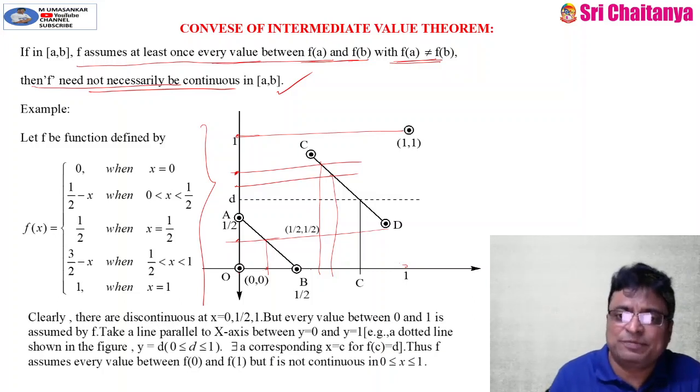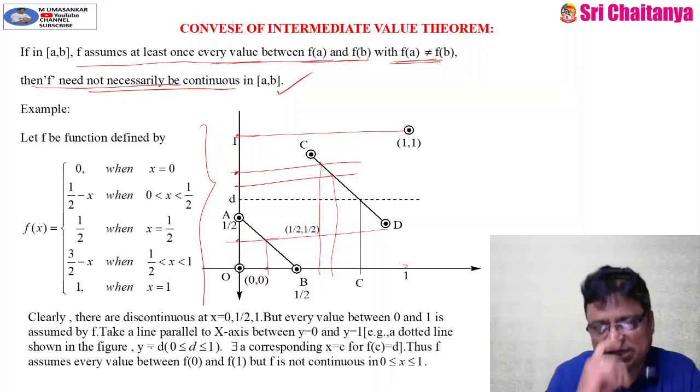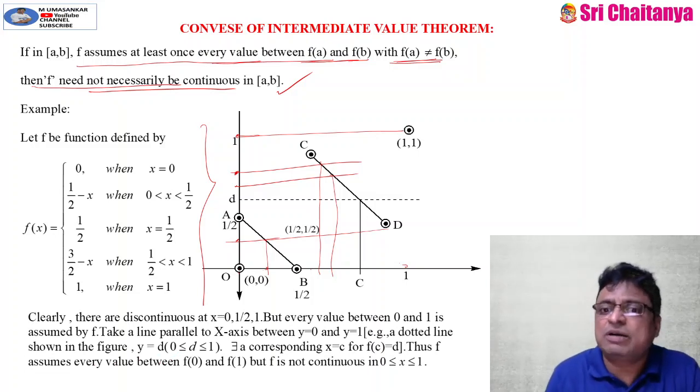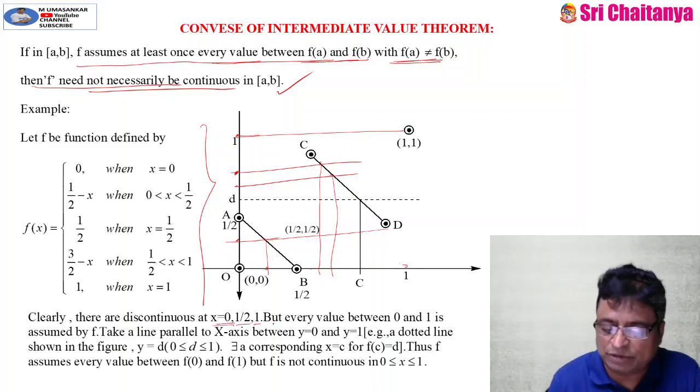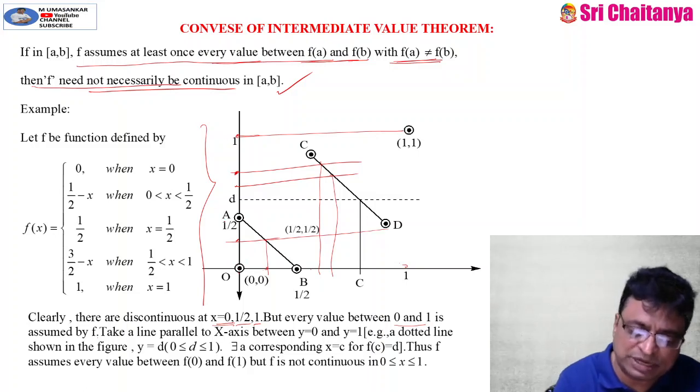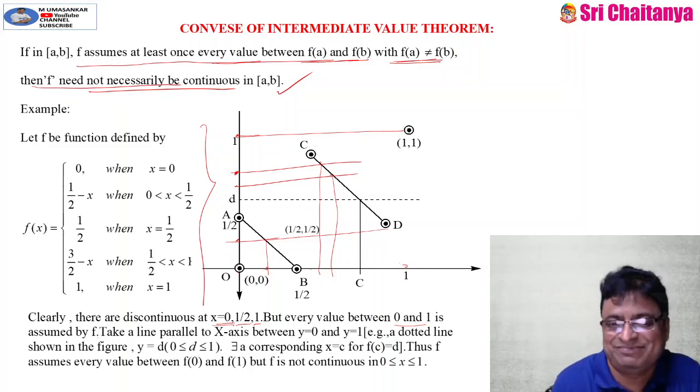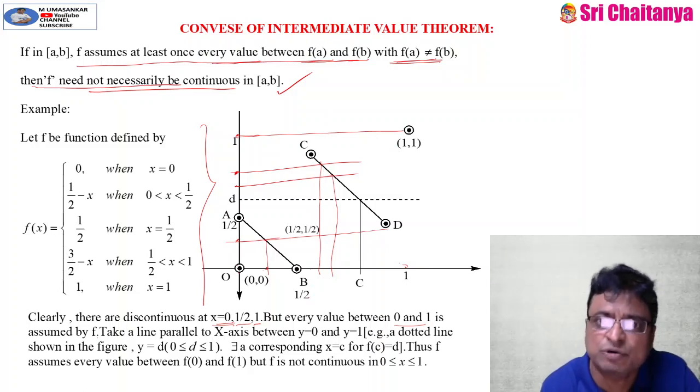Okay. So, my friends, this is the same thing I have mentioned clearly here. There are discontinuous functions. Your function is discontinuous where? At 0, 1 by 2 and 1, but every value between 0 and 1 is assumed by f. Take any line parallel to the x-axis. I have explained everything very clearly here. You take any value between 0 and 1; luckily, f of 0 and f of 1 are the same as 0 and 1. So, draw the parallel lines, and where it intersects the curve, draw the corresponding lines on the x-axis. Those points always lie between 0 and 1 only.